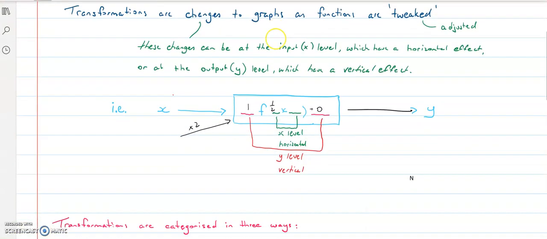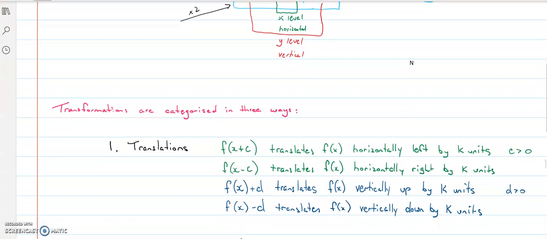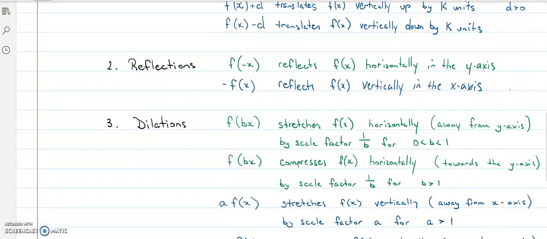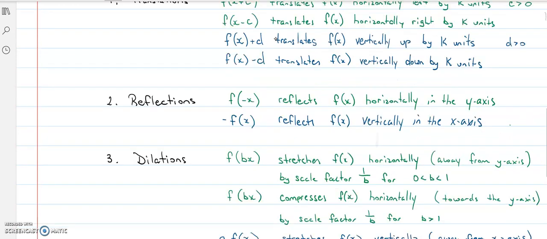Back to 1, check our notes, and here it is in green. So I'm stretching horizontally away from the y-axis by scale factor 1 over b. So at a half, at that example of f of a half x, then that scale factor 1 over b is 1 over a half, which is equal to 2. So my scale factor would have been 2. And it's pulling away and it's a stretch. Okay, so I've covered the green spots.